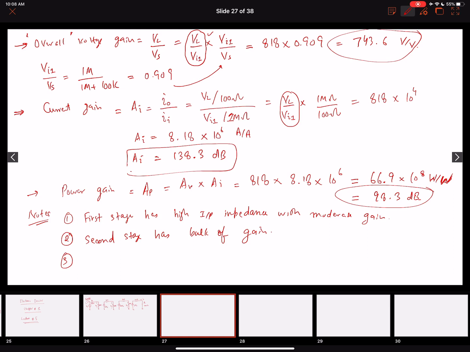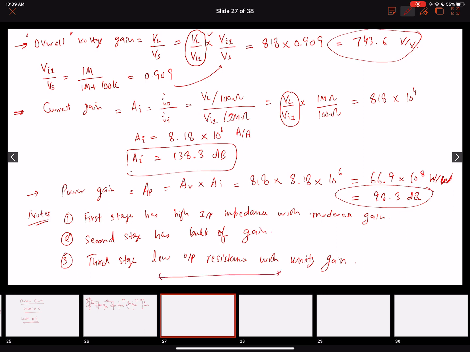And for the third stage, which is connected to the load, of course we wanted a very low output impedance, so it has a low output resistance with unity gain. There we did not worry about the gain because our main signal amplification has already happened. What we worry about is that our output impedance should be small so that there is no potential drop, or a very low potential drop, over there.